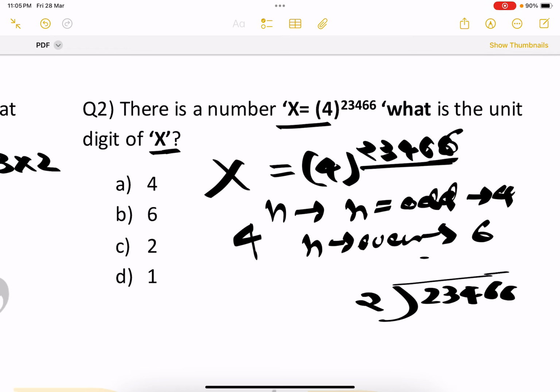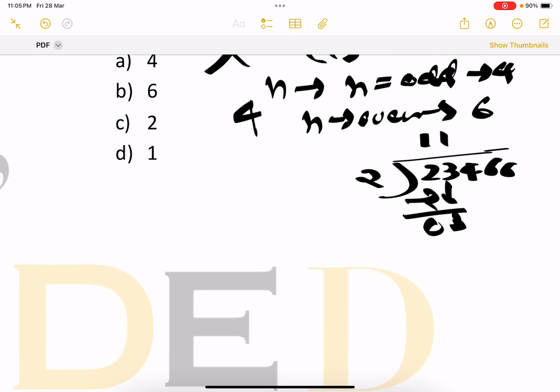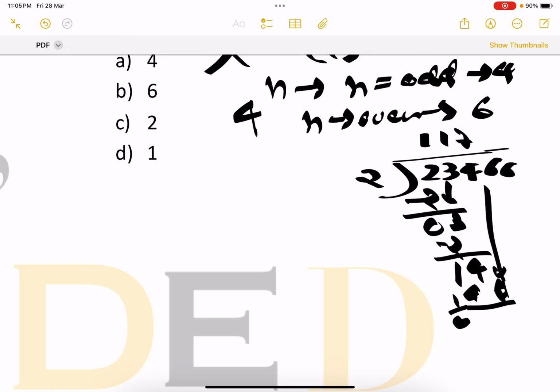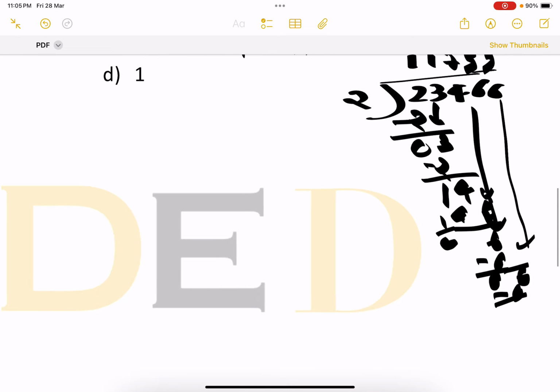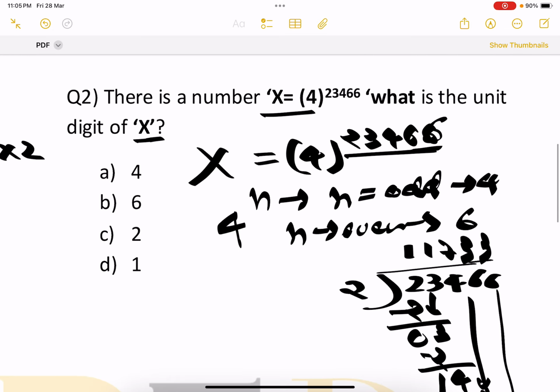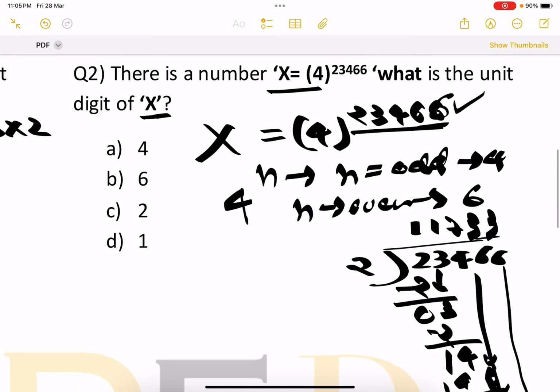23466. Okay, it goes like 2 times 2. Yeah, it comes 0. The 3 comes down. Then you can write 1 again. 2 remain 1. 4, 2, 7, 14. And 6 again comes down. So 2, 3 times 6, 0. Again if 6 comes down, then 2, 3, 6. So the remainder is 0. So this number is completely divisible by 2. So this is an even number.